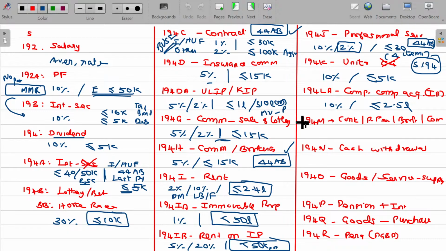Here, 5%, later on converted into 10%. If the value is less than or equal to 50 lakhs, nothing is taxable. Even though it is for personal purpose, this will be applicable.